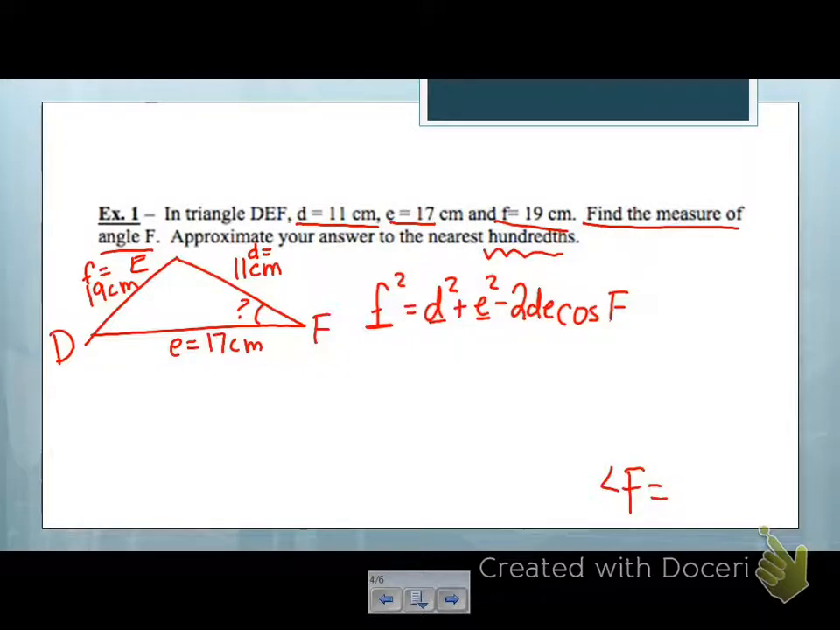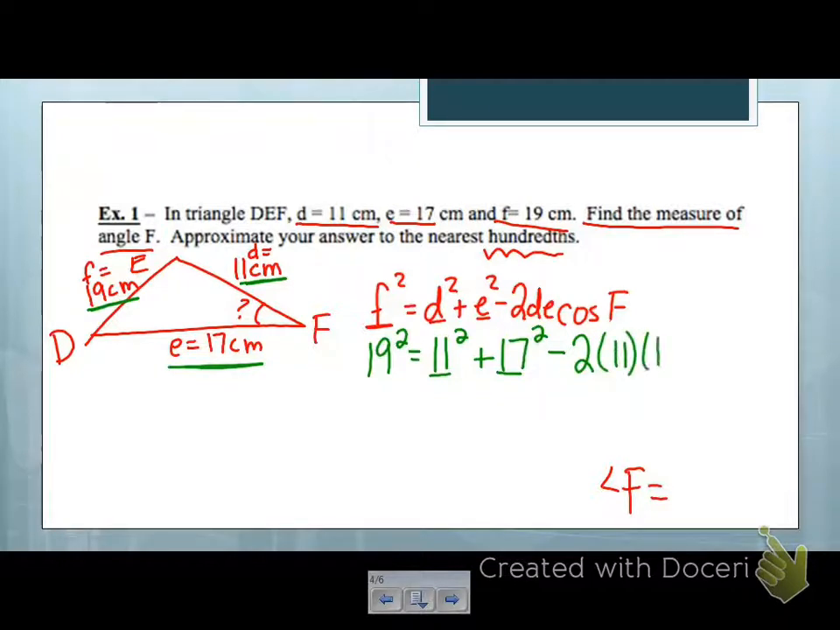Now let's look at how to manipulate the formula. So let's put in the information we know. Well, we know f to be 19 centimeters. So 19 squared is equal to d squared. We know d to be 11 centimeters. So 11 squared plus e squared, which is 17 centimeters, so 17 squared, minus 2 times dE. So minus 2 times, and then it's always going to be these lengths, but not squared. So 2 times 11 times 17 and times cosine of f.